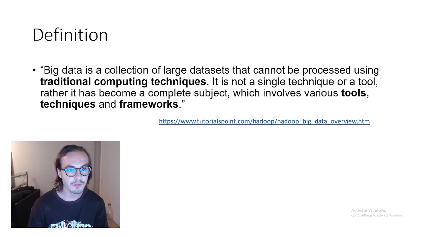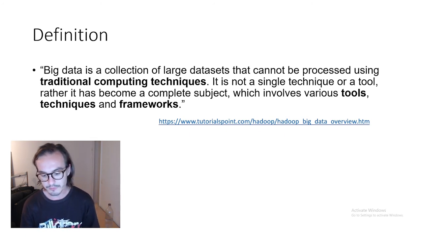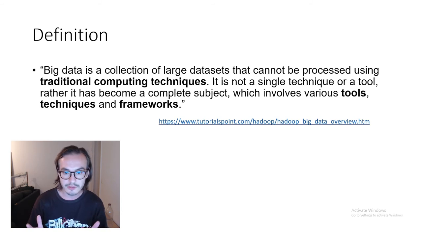As a definition, big data is a collection of large data sets that cannot be processed using traditional computing techniques. It is not a single technique or a tool, rather it has become a complete subject which involves various tools, techniques and frameworks. Two of these frameworks are Spark and Hadoop, and these two frameworks have various techniques. One of these techniques is, for example, we have a big data set.